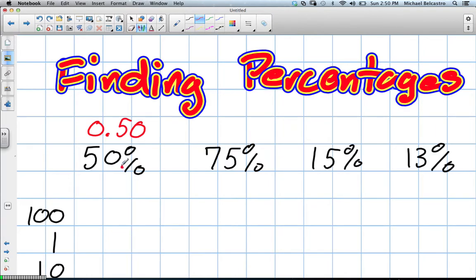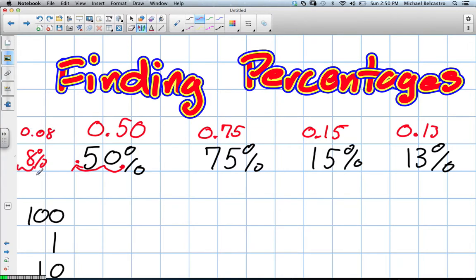So in other words, all we did is we started with the decimal at the end of the number, and we moved it 2 decimal places to the left, right? That's how we found our decimal. So what would the decimal of 75% be? 0.75. Great. 15? 0.15. And 13? 0.13. And just as a side note, I want you to make sure you know how to do this, what about 8%? 0.08. Yes, good. You do realize you'd have to add a 0 there. All right, now, 50% of 100.